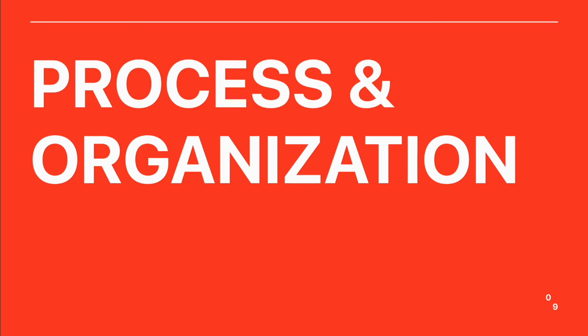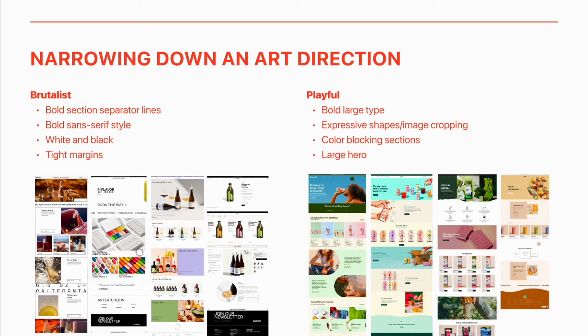Moving along to process and organization. To narrow down into an art direction, we usually start by grouping our screenshots into 2 to 4 distinct styles, as shown here. The one on the left shows a more serious tone. There are bold lines used to separate sections, tight margins, and very large type, while the one on the right shows a more playful tone. Every section is a different color, the images have unique cropping styles, and some section separators have playful, wavy lines. Despite both being beverage websites, they convey very different feelings.